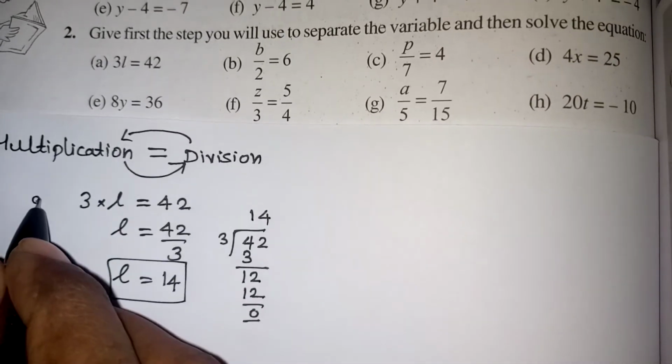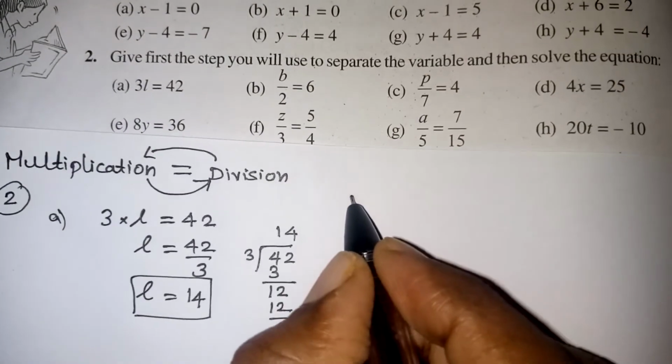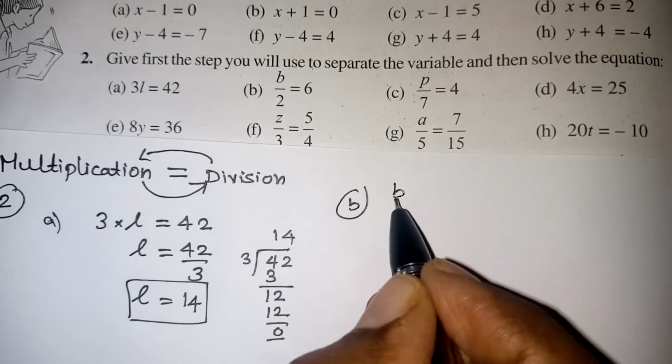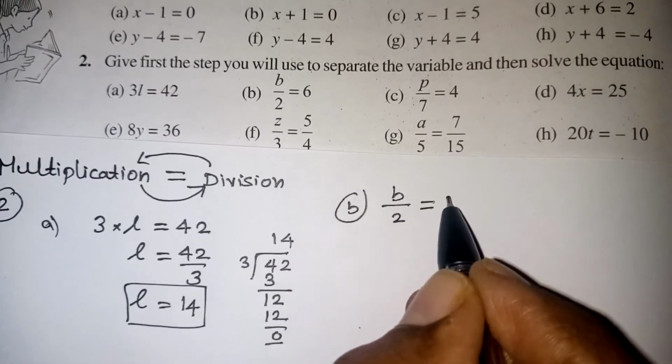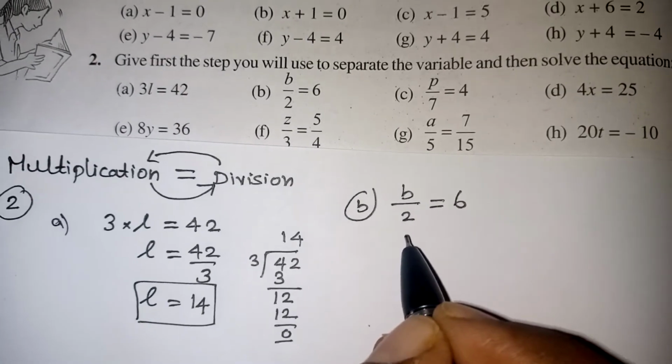Now this is a problem. Here we are going to the B. Now look at the B question. So here we have B by 2 is equal to 6. We have B divided by 2, which is equal to 6. In this problem our variable is B. So we want to get the B value only.